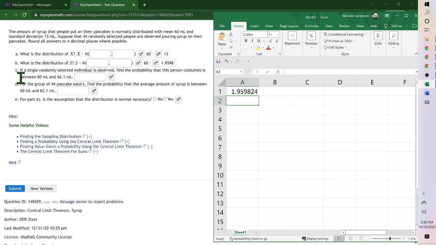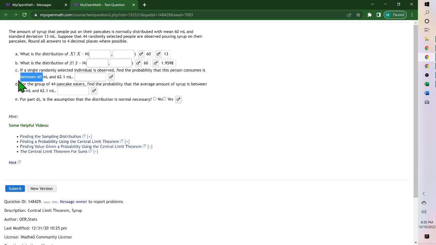Now this first one, C, it says a single randomly selected individual. That's using the values from part A. So a single randomly selected individual is observed. Find the probability that this person consumes between 60 and 62.1. So if we find 60, it's going to give us the percent below that. And then if we find 62.1, it's going to give us the percent below that. So if we take this part out, then we have what's left between them.